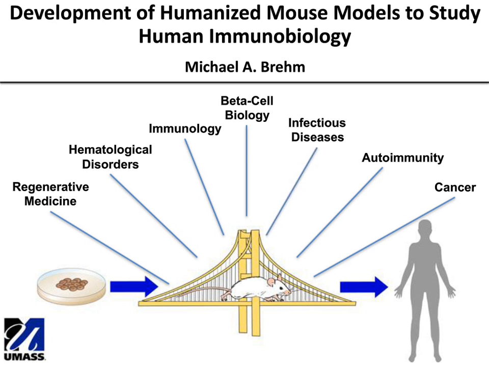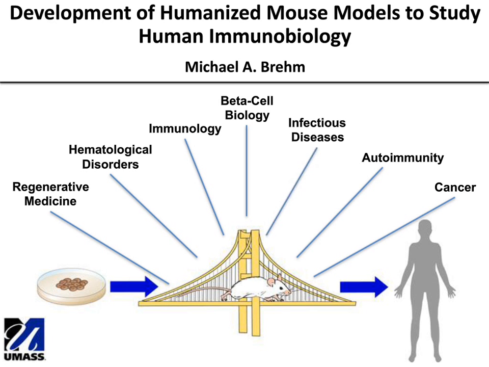So let's start off with our definition of a humanized mouse. We consider these animals immunodeficient mice that have been engrafted with human cells and tissues in such a way that, first, these human cells and tissues survive the engraftment procedure, but more importantly, that they maintain overall functionality. We view this as a preclinical bridge between work done on the benchtop and in the laboratory, and work done in the clinic.